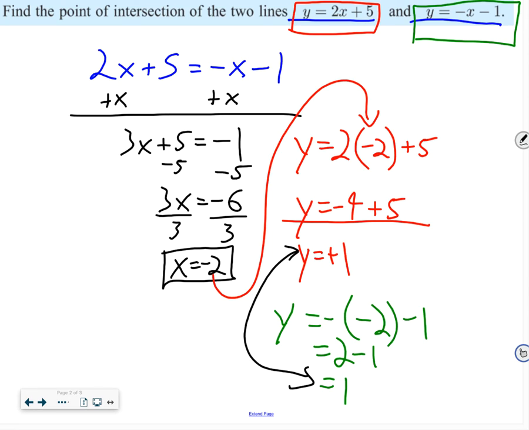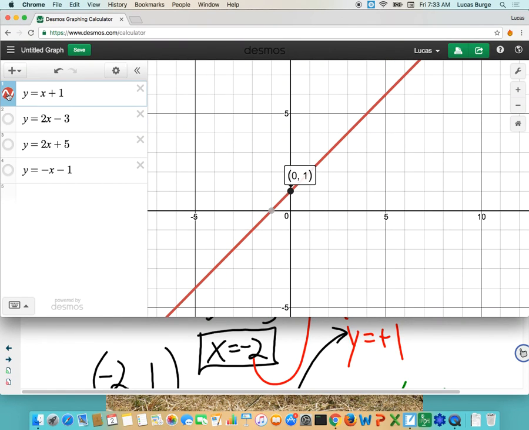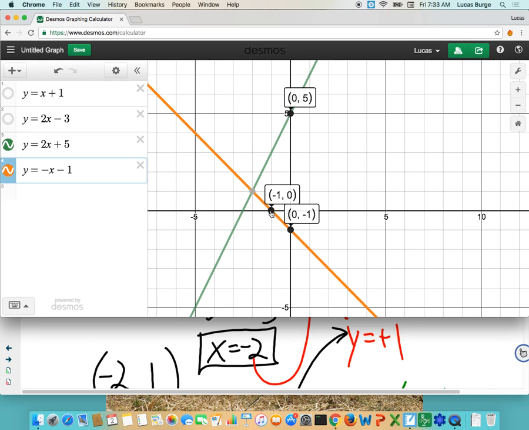Another self-check here is to do it graphically, right? So graphically, I assume my solution should be negative 2, positive 1. So if I go ahead to my graphing utility and graph 2x plus 5, y-intercept of 5, and a gradient of up 2 over 1. And I graph my other equation, which has a y-intercept of negative 1, and a slope of negative 1. It's going downhill, down 1, over 1. Okay. Notice where my solution exists: negative 2, 1.